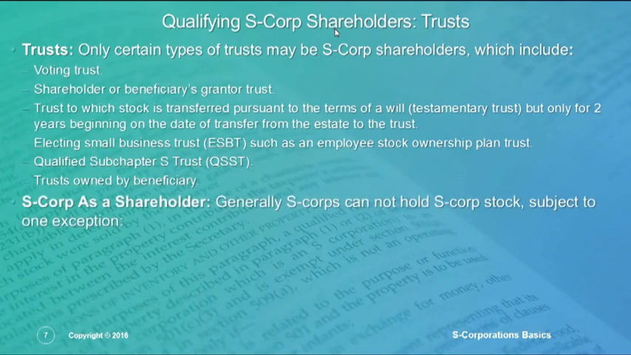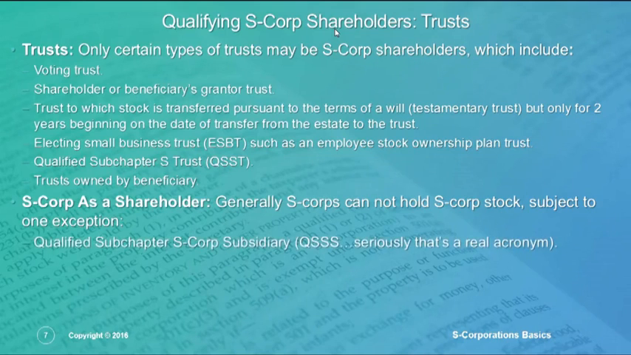Now we're going to look at whether an S corporation can be a shareholder. And generally, S corporations cannot hold S corp stock, but there is one very narrow exception. And that's a qualified subchapter S corporation subsidiary, or a QSub. Isn't that awesome? Lots of S's. It kind of looks like a sound that somebody makes, like when they're mad or something. But that's the acronym, QSSS. That's really it. All right, so a QSub, if you will, is the only S corporation that can hold S corp stock. What is a QSub?